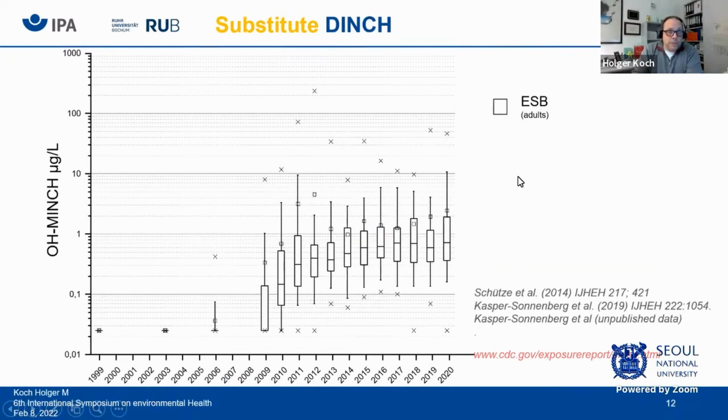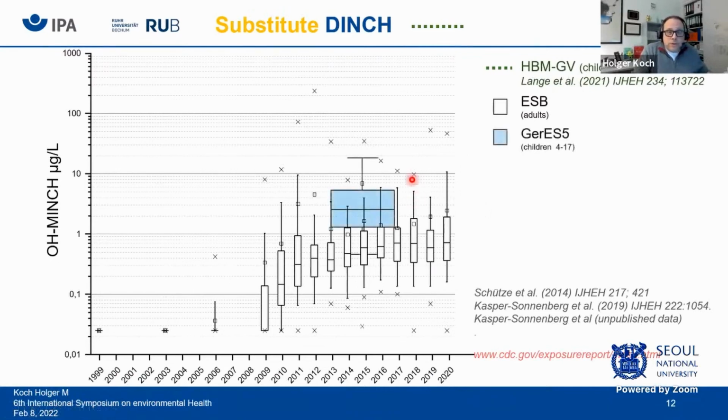Another substitute, DINCH. DINCH was introduced in 2002 by BASF, and you can see that we first measured it in 2006. In 2013, every sample analyzed was positive for the DINCH metabolite hydroxy-MINCH, but the increase has somehow leveled off. Up here, you can see the TDI equivalent. You can see that we are quite far away from it here in the specimen bank. But again, you can see that the children of the environmental survey seem to have 5 to 10 times higher exposures to DINCH than the young adults.